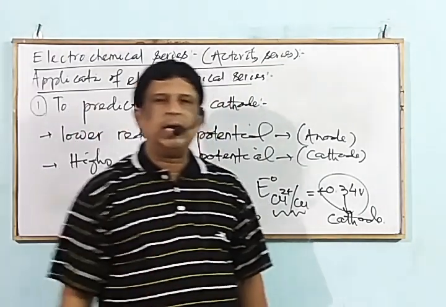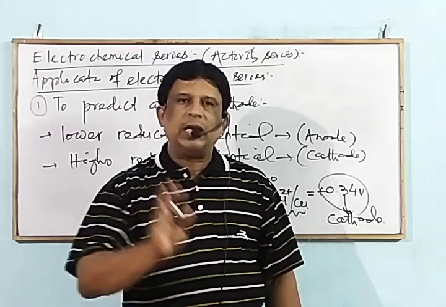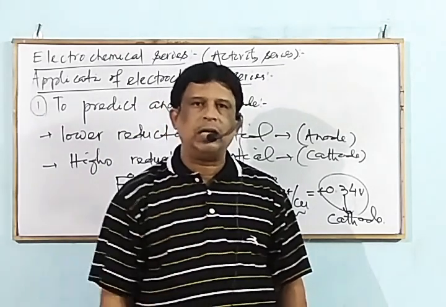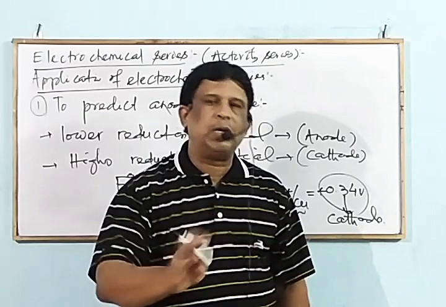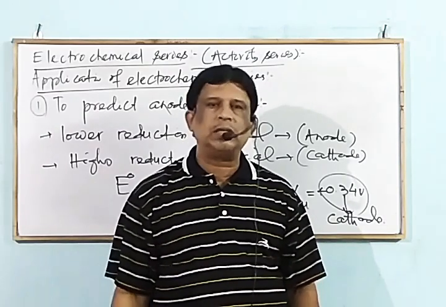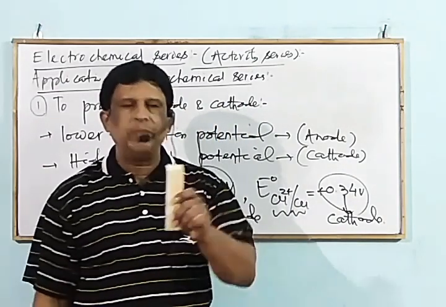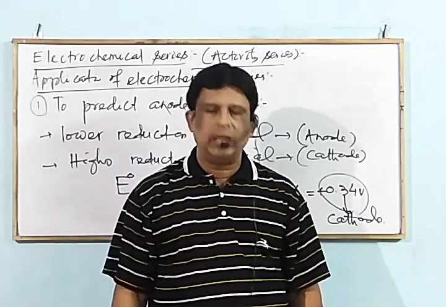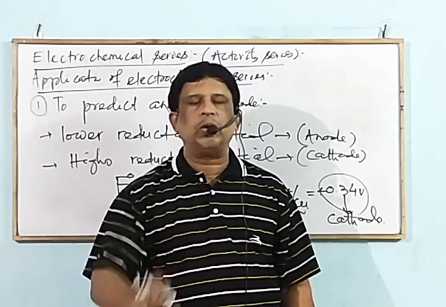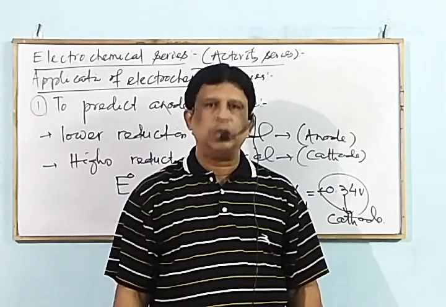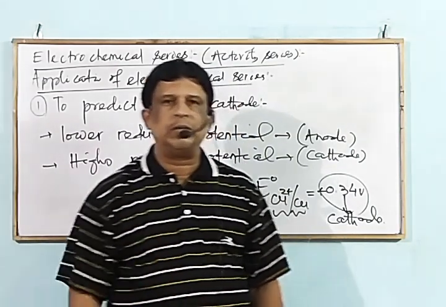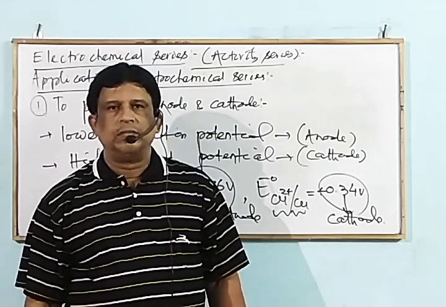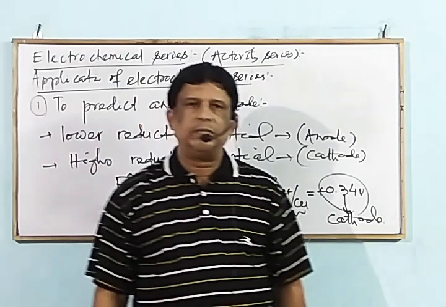One thing to remember: in the question, it is not compulsory that both data are in reduction potential. Maybe oxidation, maybe reduction. Our aim is first to change the data to reduction potential value. Next, mark which one is lower, that is known as anode, and which one is higher, that is known as cathode.